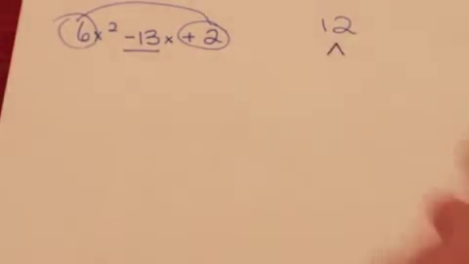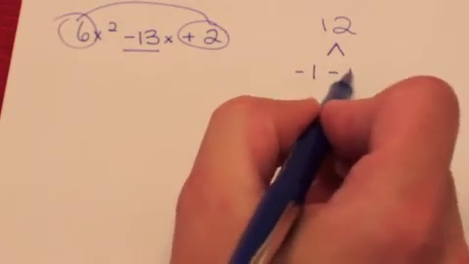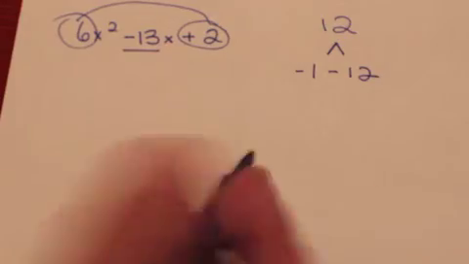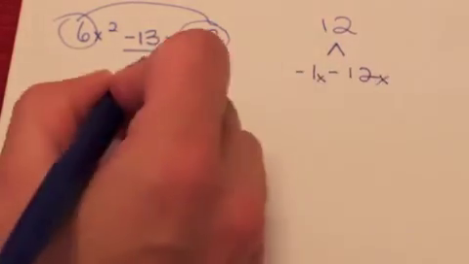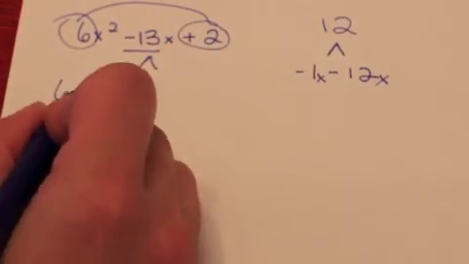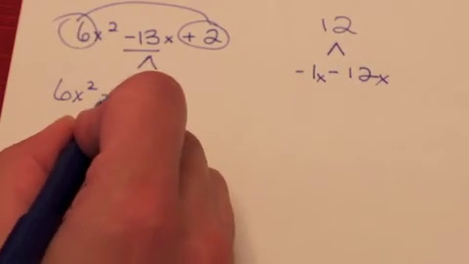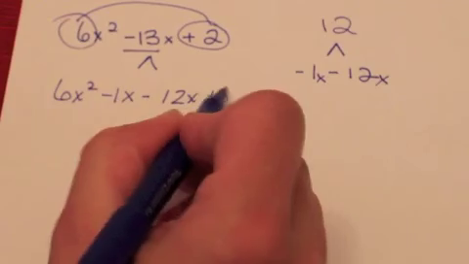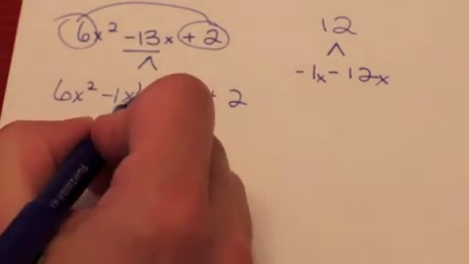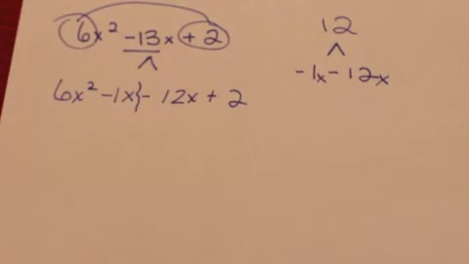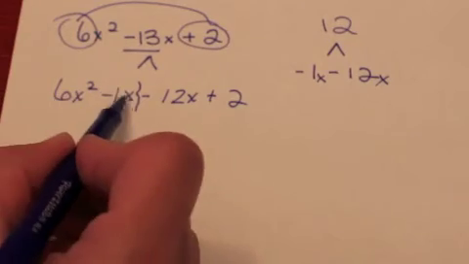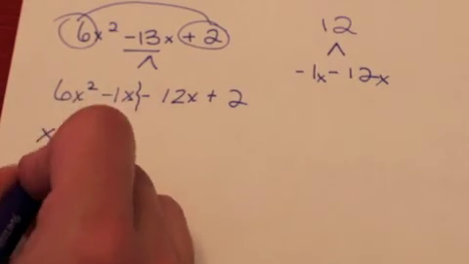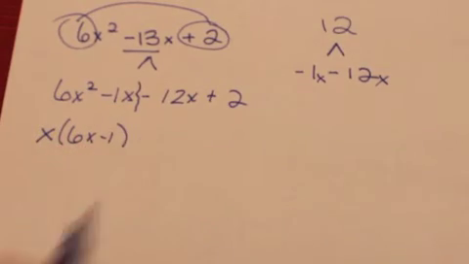Now you can go through them all, but negative 1 and negative 12 are the ones that work. You put x's on them and blow out the middle with those two numbers. So rewrite the 6x squared and blow out the middle with negative 1x and negative 12x. Factor by grouping. Draw a line, group the two. Factor the GCF out of here, so I take an x out, and I'm left with 6x minus 1.